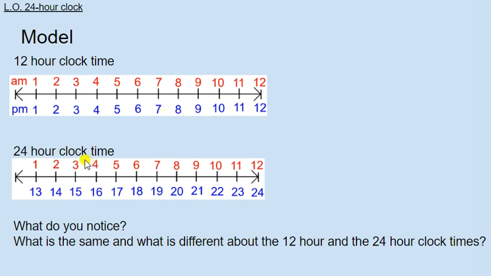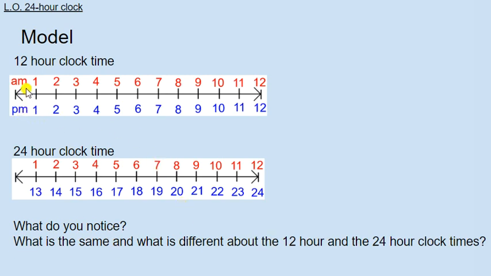If you're looking at 12-hour clock time, it's the same in the morning: 1, 2, 3, 4, 5, 6, 7, up to 12, and then it goes to that funny thing where it goes to 13, 14, 15, 16, 17, 18, 19, up to 24. Straight away, what do you notice? What is the same? What is different about the 12 and 24-hour clock times?